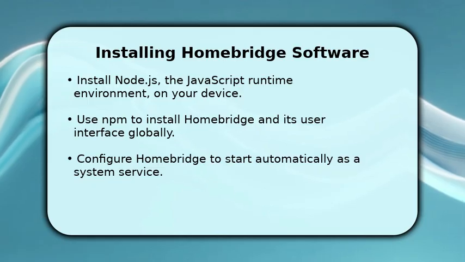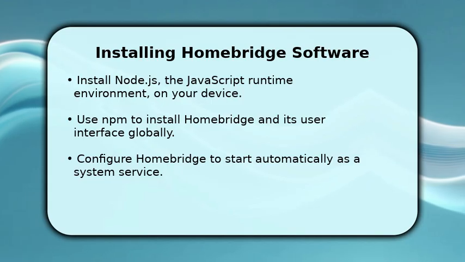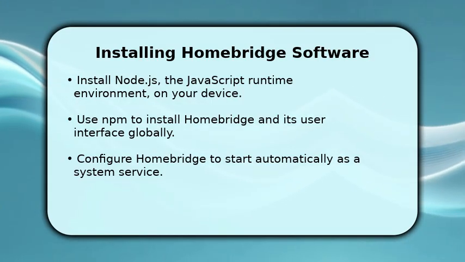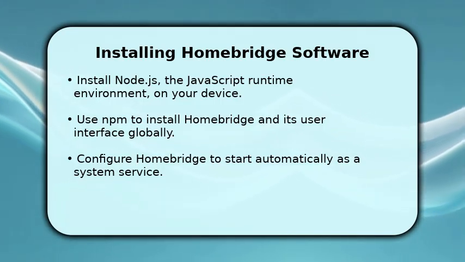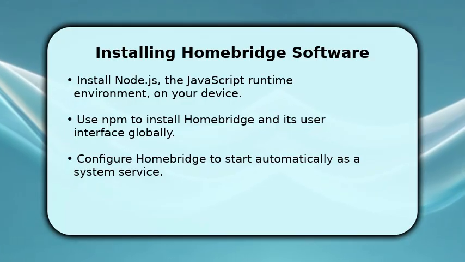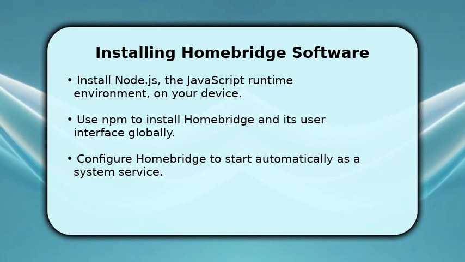Once Node.js is installed, open your terminal or command prompt. Then, use the Node Package Manager, or NPM, to install Homebridge and the Homebridge user interface globally. Finally, set up Homebridge to run as a service, ensuring it starts automatically with your device.